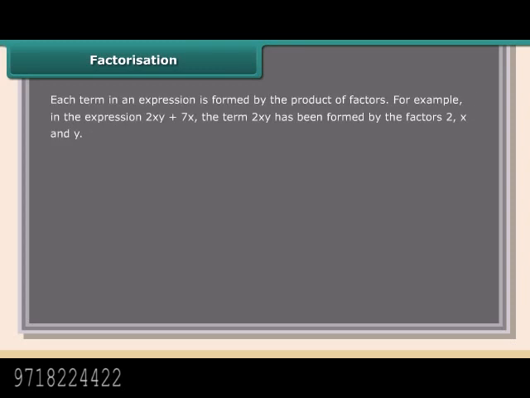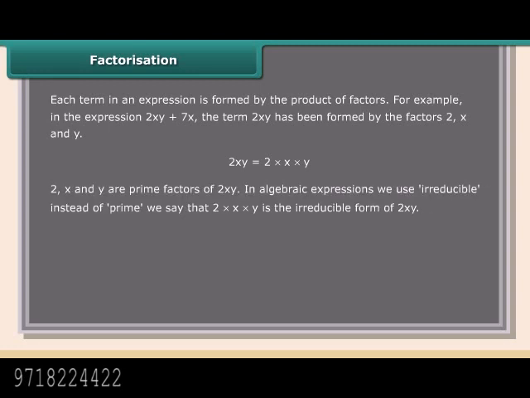Factorization. Each term in an expression is formed by the product of factors. For example, in the expression 2xy + 7x, the term 2xy has been formed by the factors 2x and y. 2xy is equal to 2 × x × y. 2, x and y are prime factors of 2xy. In algebraic expressions, we use the word irreducible instead of prime. We say that 2 × x × y is the irreducible form of 2xy.